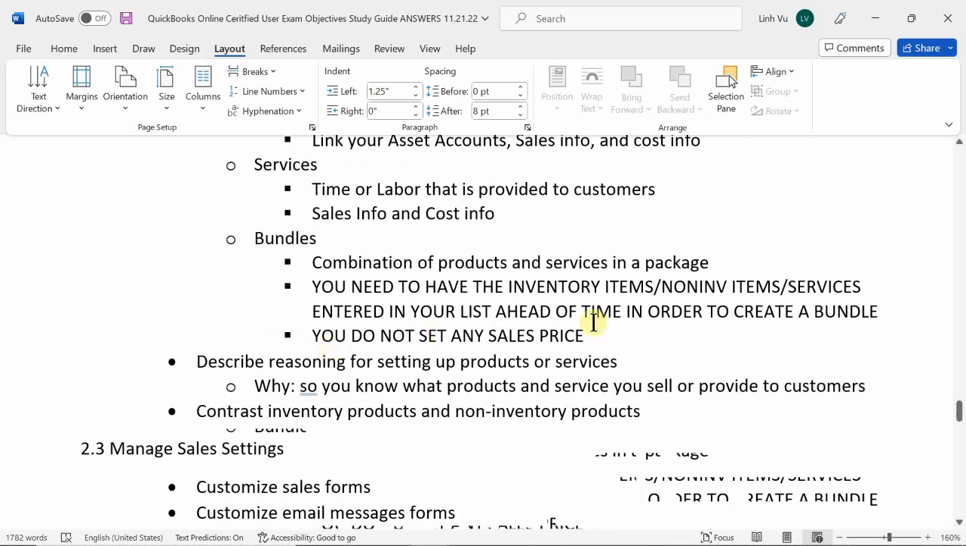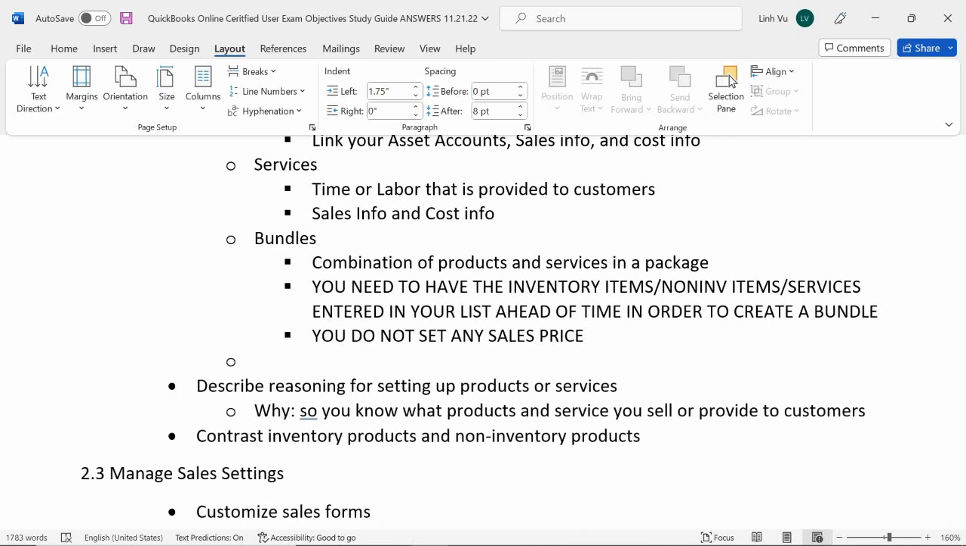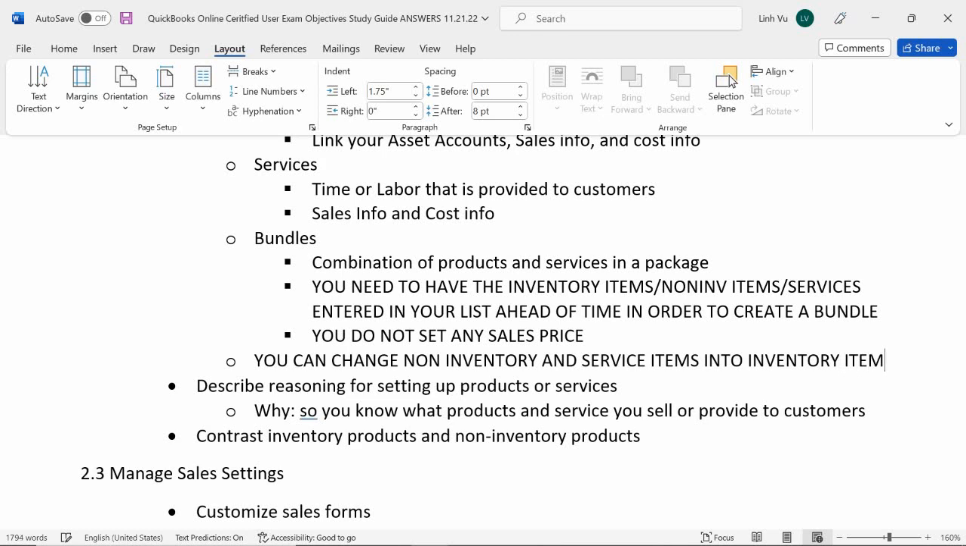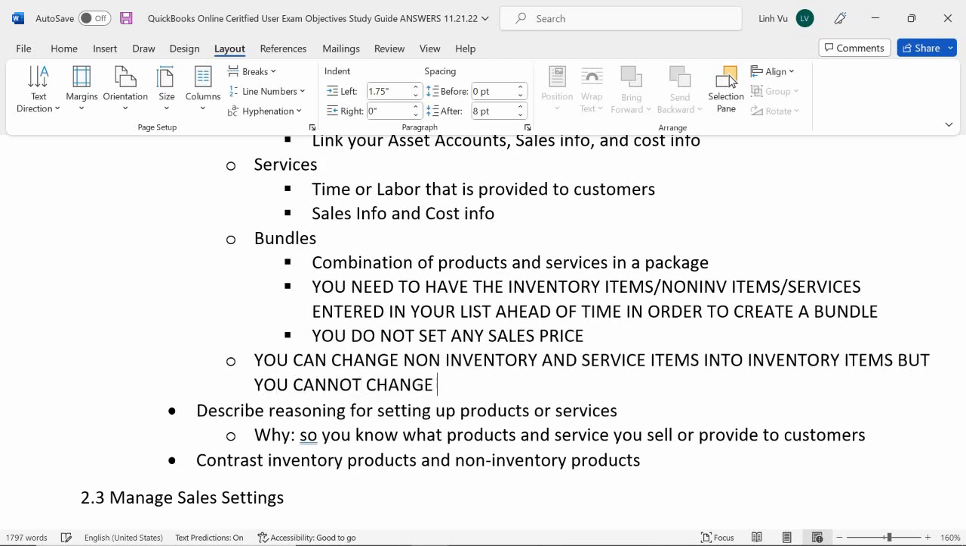Let me see where I want to add it. Okay? In this case, right? You can change non-inventory and service items into inventory items, but you cannot change inventory items to non-inventory or service. Okay? Because once you create that running balance, you can't undo it. So in this case, you can modify, and let's say eventually one of your items gets picked up, right? And then so on and so forth, right? Okay.